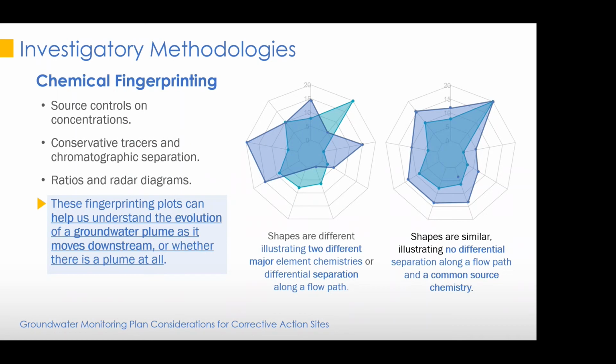And perhaps if you bolster this with other arguments, maybe your regulated unit is not what's causing these apparent exceedances in your downgradient wells. It can help you tell whether the plume is changing as it's going downstream or whether there's even a plume at all that's originating at a source.